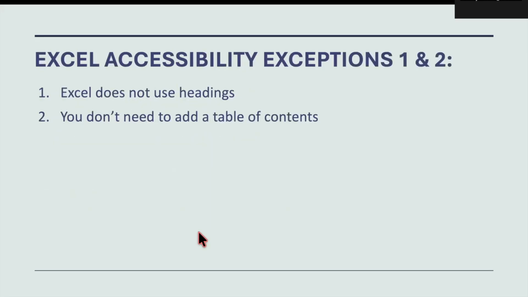And Excel has a couple of exceptions. So Excel accessibility exceptions 1 and 2. Excel is not using headings. It's a spreadsheet. Different rules apply for getting through a spreadsheet for assistive technology. And again, you don't need to add a table of contents in general. Different rules apply for spreadsheets when you're dealing with assistive technology.